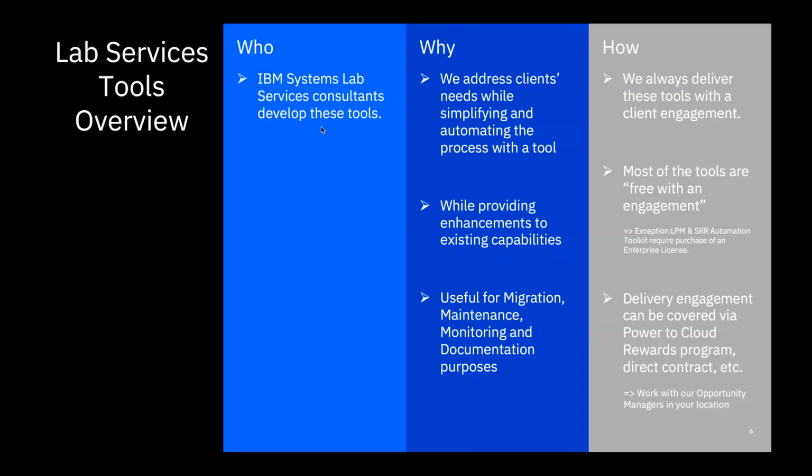We don't hand them over. We require a lab services engagement because we need to make sure that whoever uses the tool knows the details of the usage of the tool. We need to make sure you know how to use the tool properly. That is why we need an engagement to deliver. Most of the tools are free with an engagement. There is one exception to that, the LPM and SRR Automation Toolkit, which requires an enterprise license to be purchased before having an engagement with lab services.